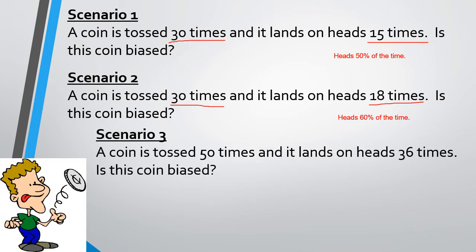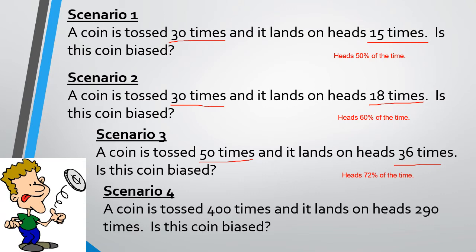But what if we take it to 50 tosses, and we've got 36 heads? Percentage-wise, that's 72% of the time. I'd expect to get 25 heads, but I've got 36. Has it just happened by coincidence? Am I just having bad luck or good luck, whatever way you want to look at it? I'm going to let you decide on that one, whether it's biased or not.